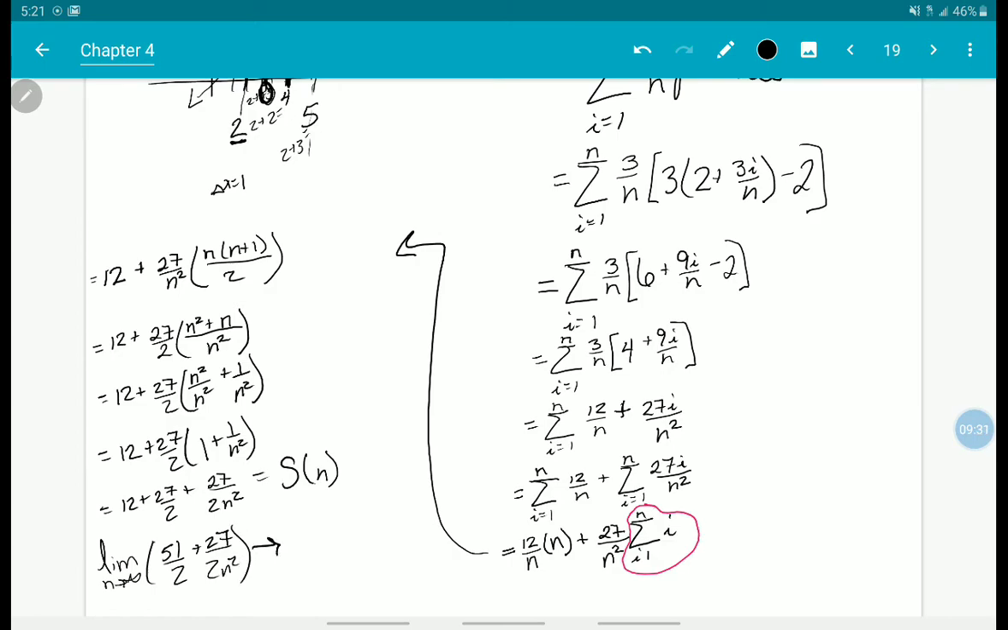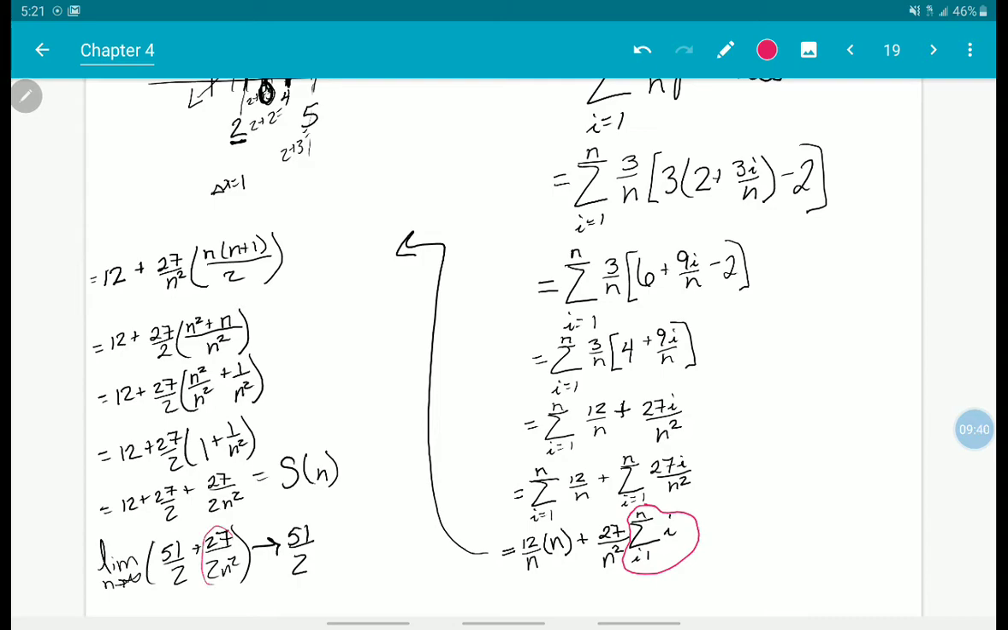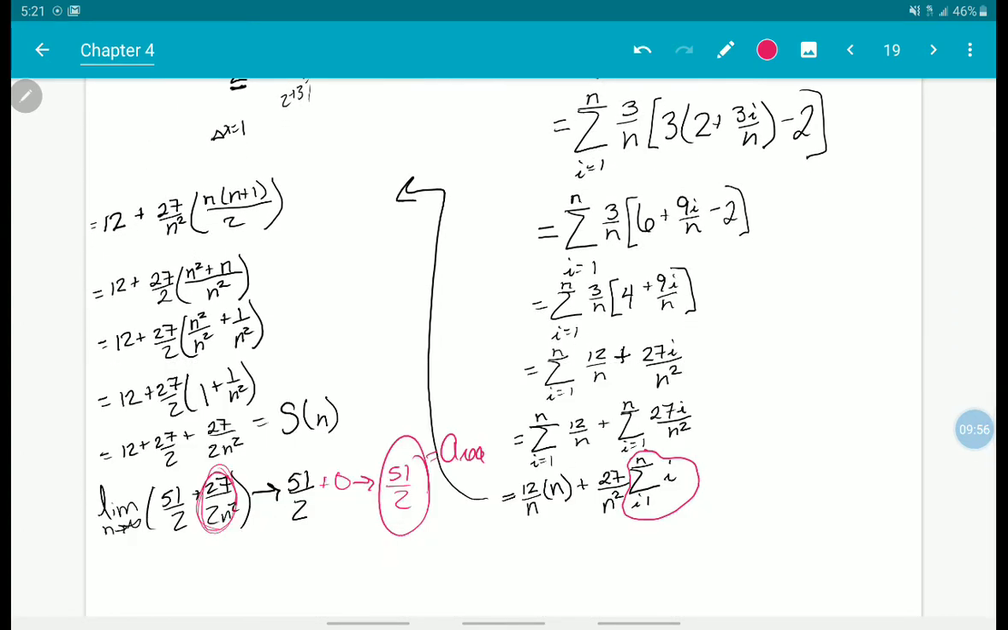So as we take that limit, 51 over 2 goes to 51 over 2. But as n gets bigger and bigger, this second term is going to head to 0. So this whole thing is just going to 51 over 2. So it turns out that the area under this particular curve would be 51 over 2. So that's finding the area using the limit process.